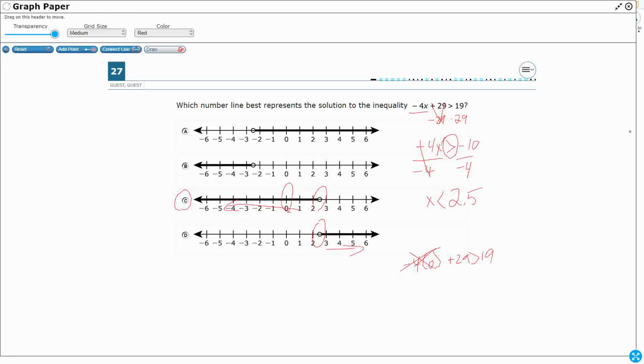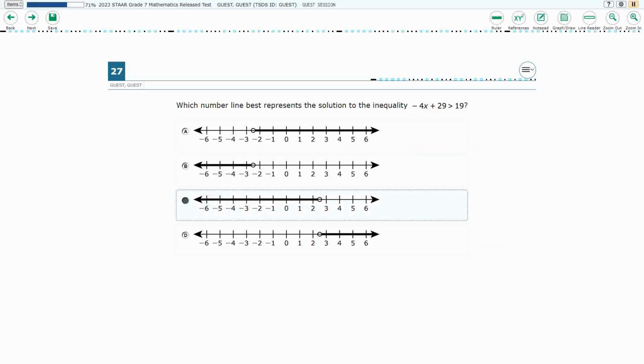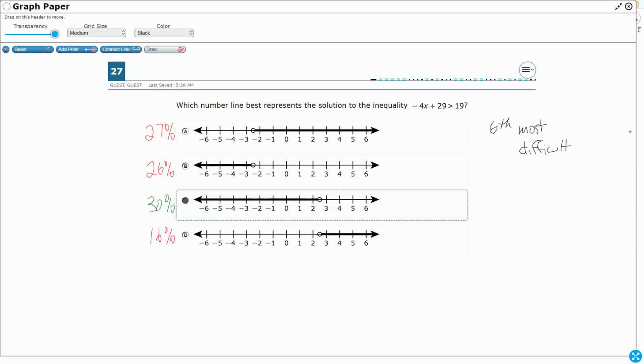That's going to be 0 right there. Is 29 greater than 19? Yes. All right, so my answer here is C. Let's see how we did across the state of Texas. So this was the 6th most difficult problem.